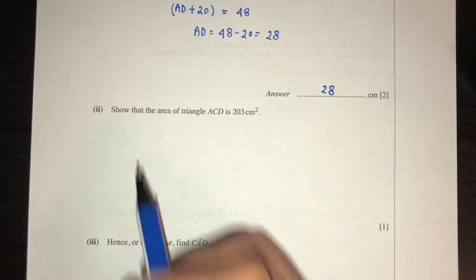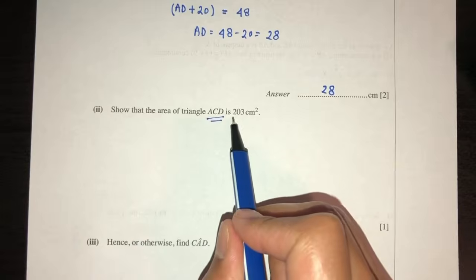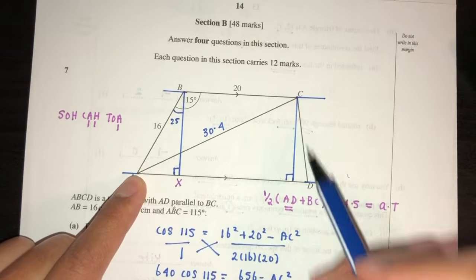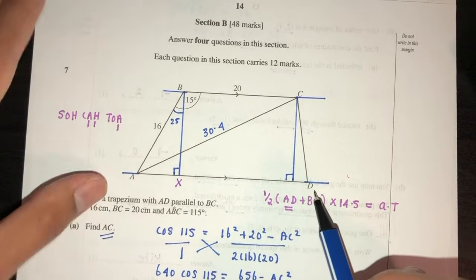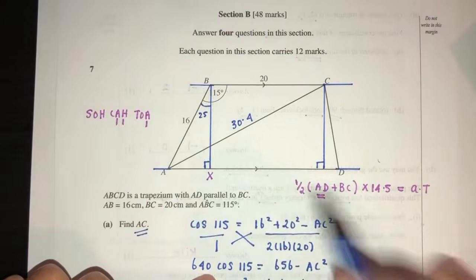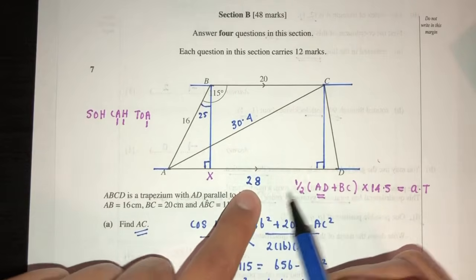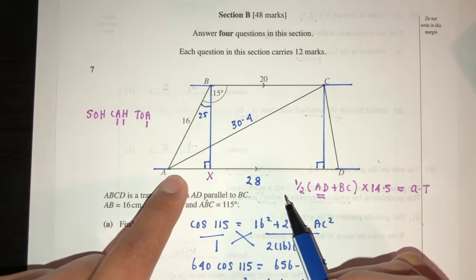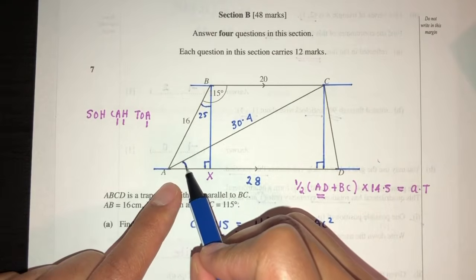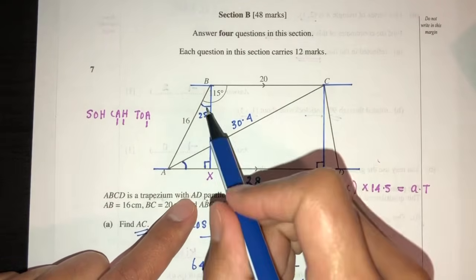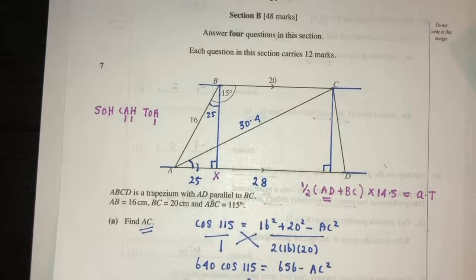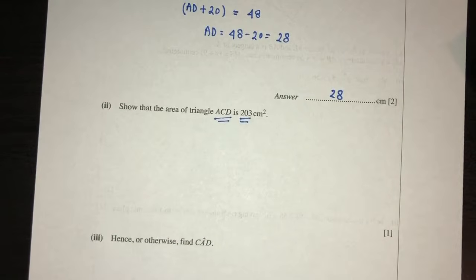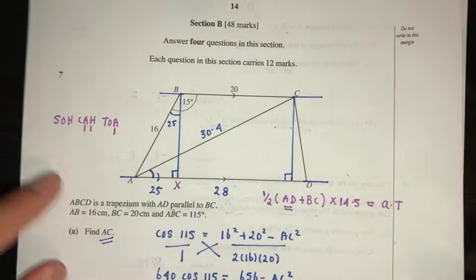Now for part D, show that the area of triangle ACD is 203. So where is ACD? It is this triangle. AD has been given to us, it was 28. So we know this side, and we can know this angle as well. This angle here is the same as 25 actually. Well, you can always check, that's not a problem. Let's see how to find the area of that.